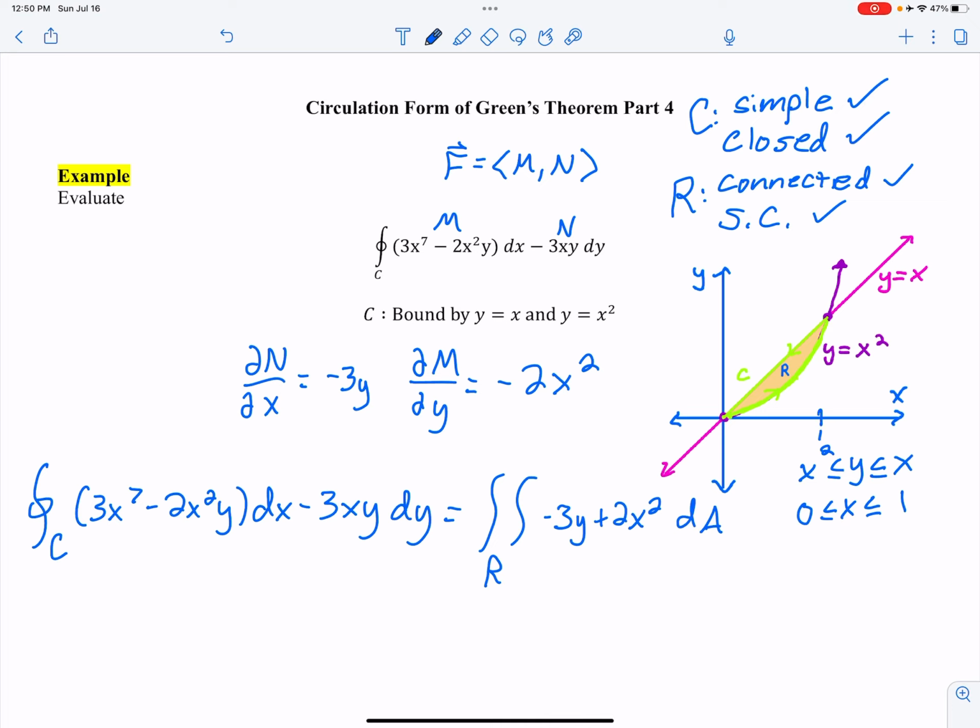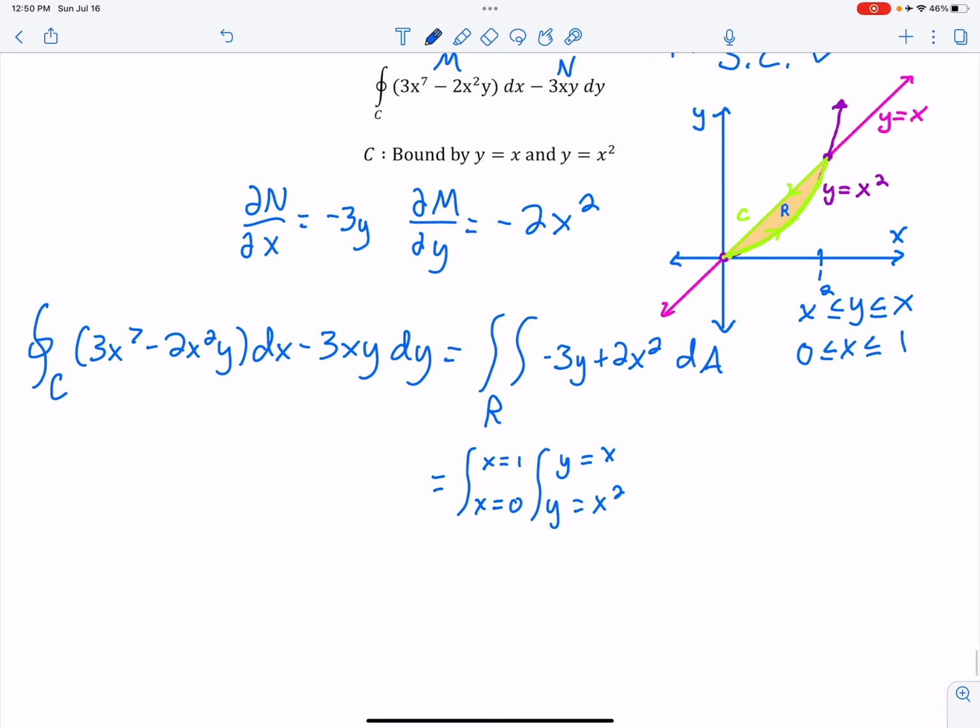So we have that, and we can now write our bounds. x equals 0 to 1. y is x squared up to x of negative 3y plus 2x squared dy dx. It's a nice, pretty integral. That will lead you to an answer of negative 1 over 10.